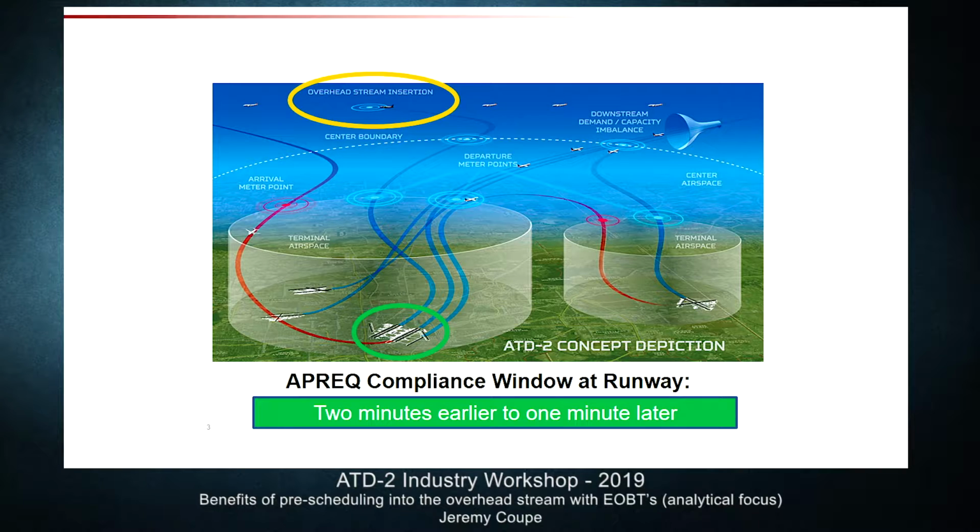So this is the APREQ, and this is the context of what we'll be talking about in the remaining slides, with compliance and also trying to measure how much delay TBFM, which is actually scheduling in this overhead stream, is passing back to the surface of the airport. When that overhead stream gets congested, the idea is to pass that delay from the airspace back to the surface.